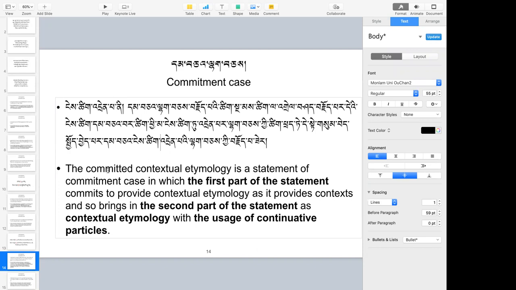So, the reason why I'm reading the Tibetan is for two reasons. One, so that all of you will be more familiar with the pronunciation. Second, so that you could re-listen to it and then understand which word in English means which word in Tibetan. So, the committed contextual etymology, meaning nitsik. Dempa, which is the committed, so tamjawa, committed. Dempa means to bring out, so to bring the committed contextual etymology.